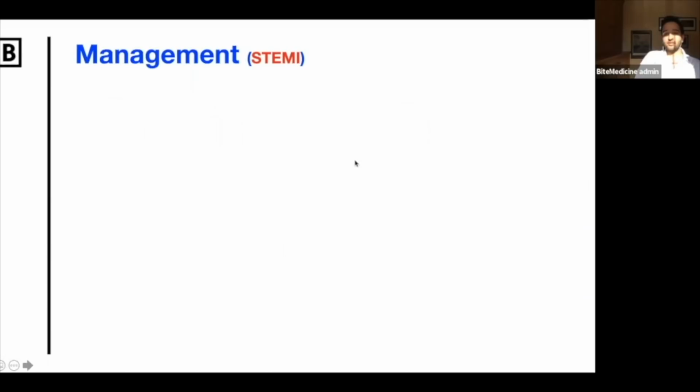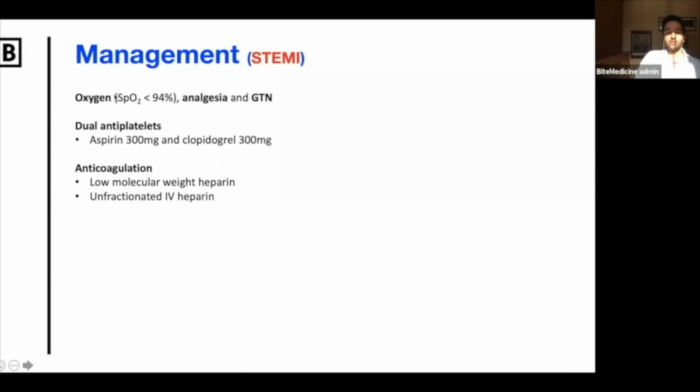Let's have a chat about these questions, which you are asking here. It should be on this slide, the answers to those. So oxygen only give if your saturation levels are low. Like we said, analgesia, GTN, with your dual antiplatelets to stop that thrombus from propagating. And then patients need to be anticoagulated. We're trying to stop further infarction from taking place. We're generally going to give low molecular weight heparin or unfractionated heparin. So anyone know the difference between these two, or when we might use one over the other?